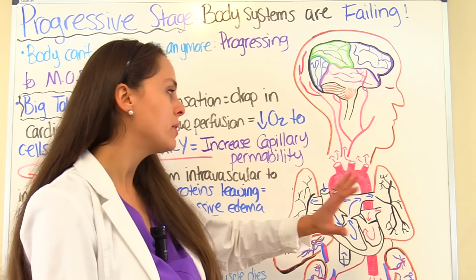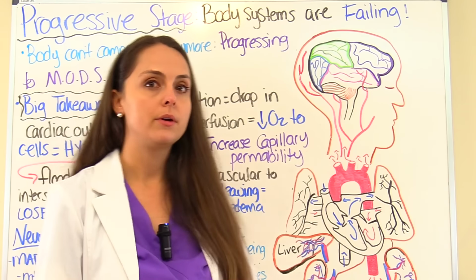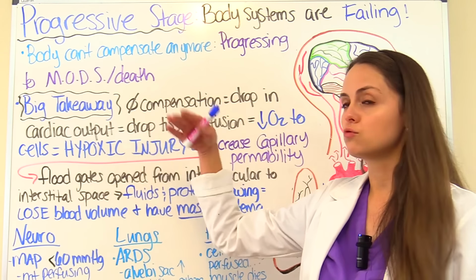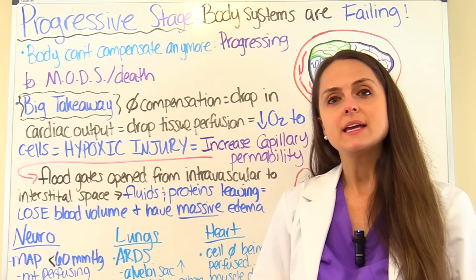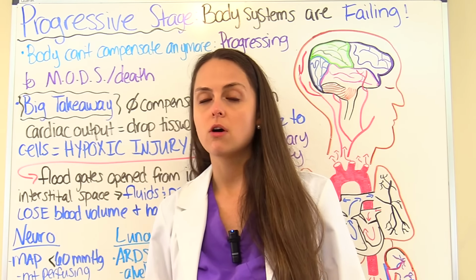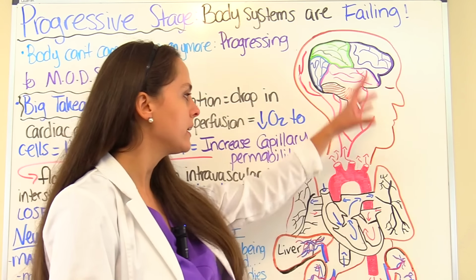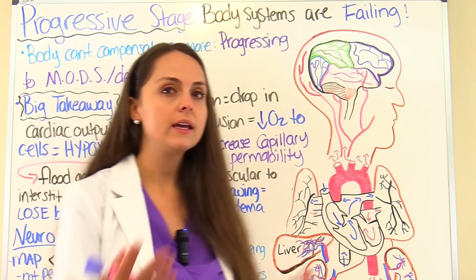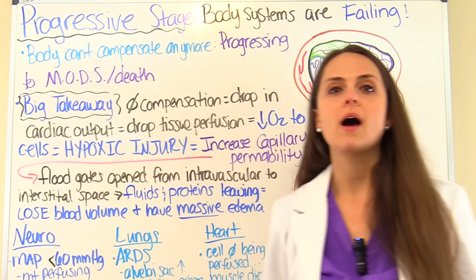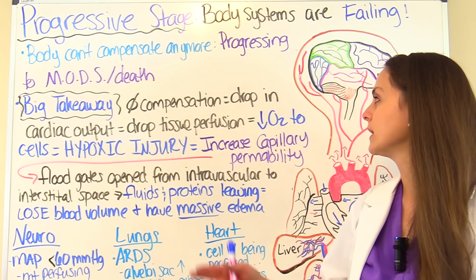This heart is not putting out a lot of blood per minute. This is going to cause a drop in our perfusion because if we have such a significant drop in our cardiac output, we can't get blood to these organs. Can't get blood to the organs that are not being perfused. What happens to the cells that make up those organs?